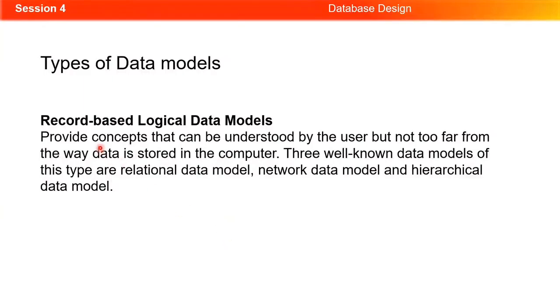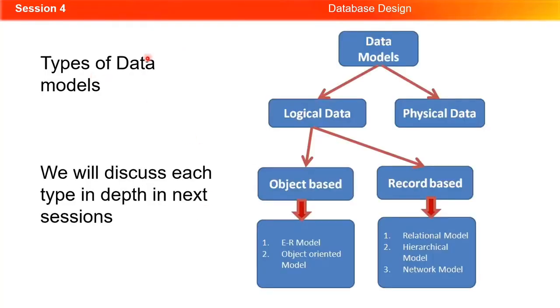Types of data models. There are record-based logical data models, which can be understood by the user but are not too far from the way data is stored on the computer. Three well-known data models of this type are the relational data model, the network data model, and the hierarchical data model. We'll discuss each type in depth in the next session, but we can see here a logical data model and physical data. Physical data is the actual text data you see when viewing a database. We can see here the object-based and the record-based models.